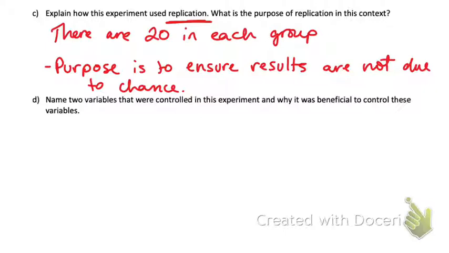Okay, all right, last question here. Name 2 variables that were controlled in this experiment. Now, guys, there's way more than 2, but give me 2, or give me a list of things that were controlled.